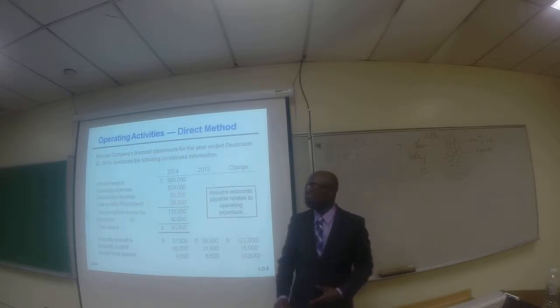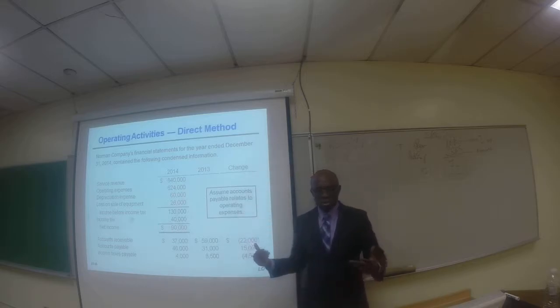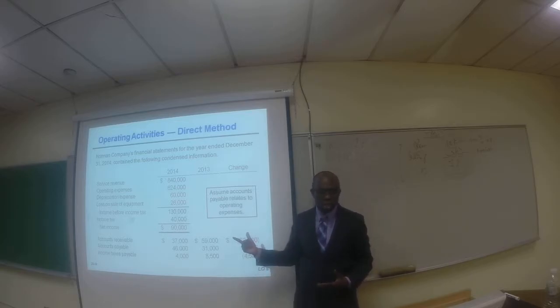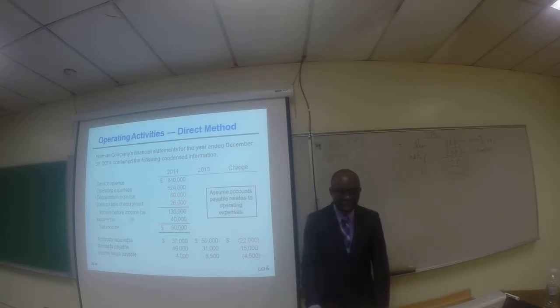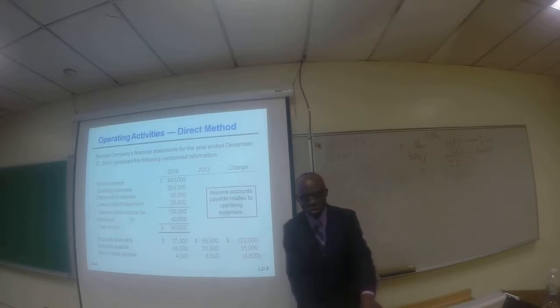Now, let's take a look at the direct method. We are going to use this information to illustrate the direct method. So here is the situation. Sales revenue 840, operating expenses 624, depreciation expense 60, loss on sale of equipment 26, income tax 40, net income 90. Now, look at what we have here. Assume accounts payable relates to operating activities.